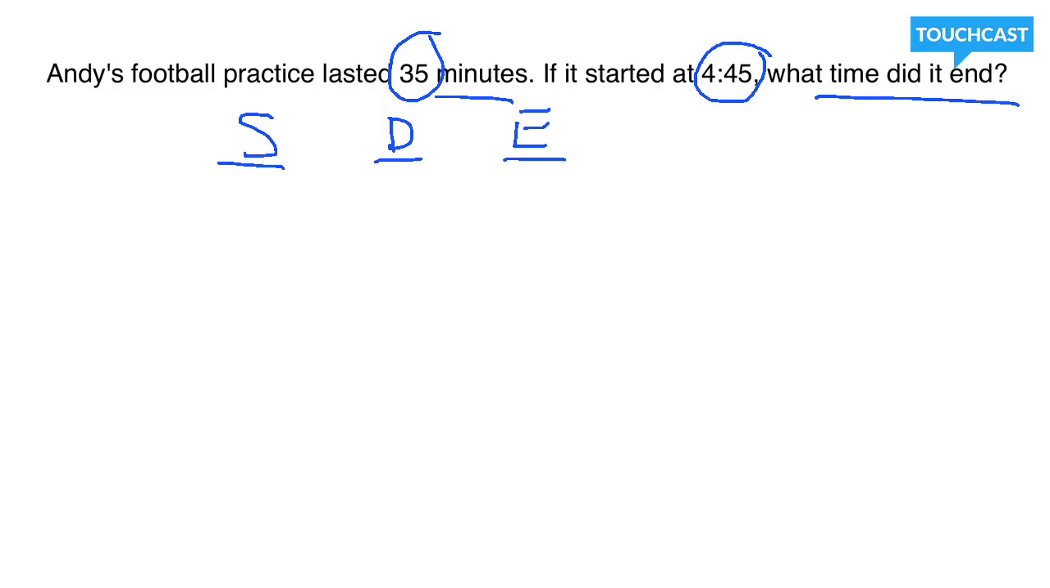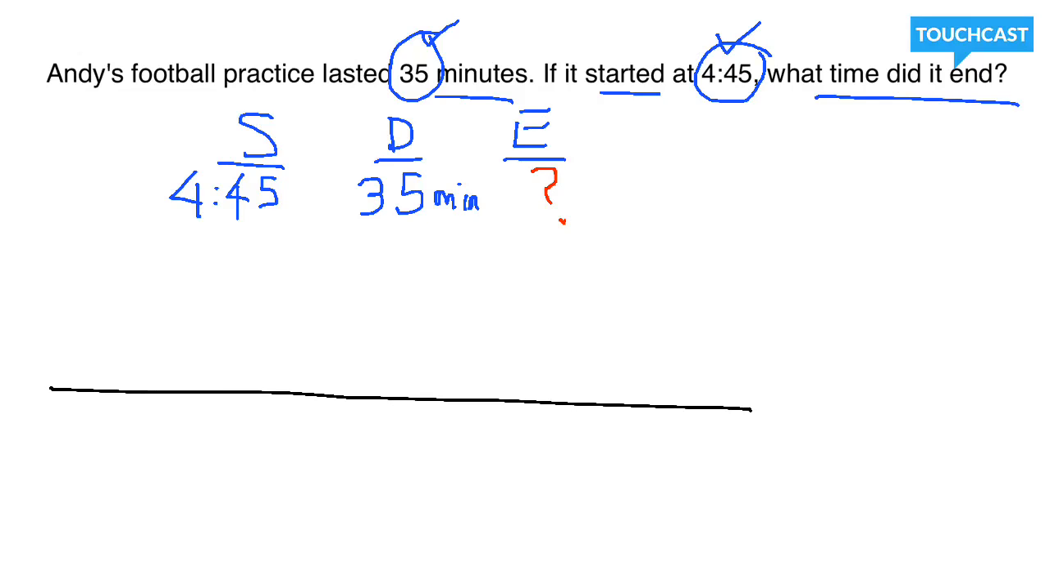So let's look at 35 minutes. Is that the start, duration, or end? Well, it's duration, because as we know, it's a unit of time, not an actual time on the clock. And if it started at 4:45, well, that kind of gave it away. That's start time, 4:45. And of course, our end, I'm not really sure, so I'm going to put a red question mark. So let's set up our number line.